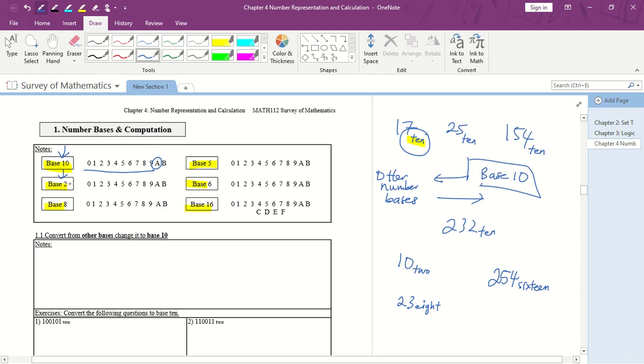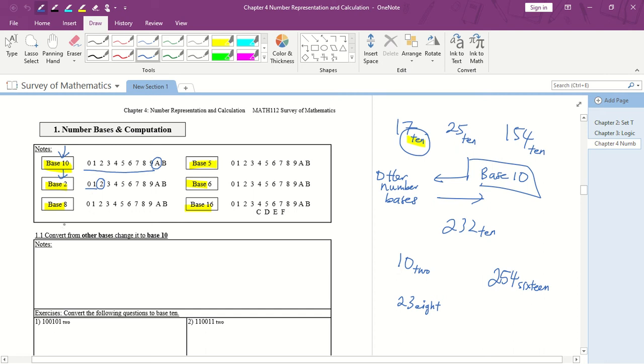Base 2. Look at here: 0, 1, and 2. So circle the 2 and draw a line from 0 to 1. This means that when we look at a number that is base 2, we can only see 0 and 1. For example, the exercise here: 1, 0, 0, 1, 0, 1. That is base 2. You can see that there are no other numbers like 2, 3, 4, 5 in base 2, because base 2 only takes the numbers before 2, which are 0 and 1.